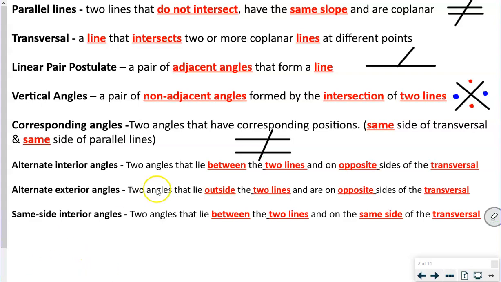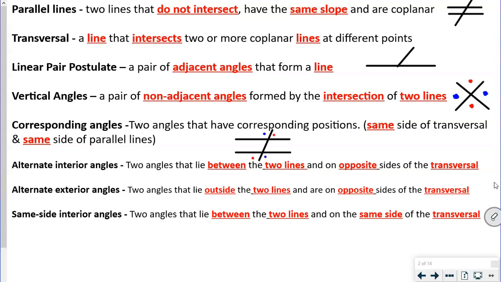Then alternate interior angles are two angles that lie between the two lines and on opposite sides of the transversal. So between the two lines and opposite. So there and there would be a pair of alternate interior angles. And notice they're congruent. And then here and here would be another pair of alternate interior angles. And they are congruent, okay? Then we have alternate exterior. Makes sense, right? Alternate sides of the transversal and outside, exterior, of the parallel lines. So that would be like here and here, or here and here, okay?